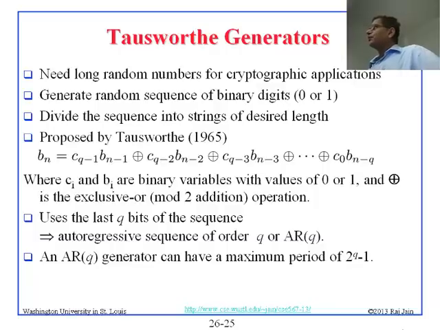So you use the last q bits and you get the next bit, and then you use those q bits and get the next bit, and so on and so forth. This is also called an autoregressive sequence of order q, because we take the same thing and regress it. Basically, we're not actually fitting a regression here, but we are given the regression and we are forecasting. Okay, and this generator, again, we are not proving, but we are giving you the fact, can have a maximum period of 2 raised to q minus 1. If you take the last two bits, the period would be how much?